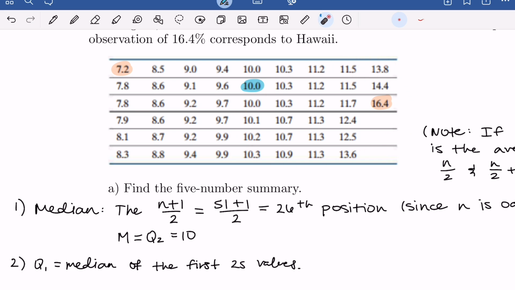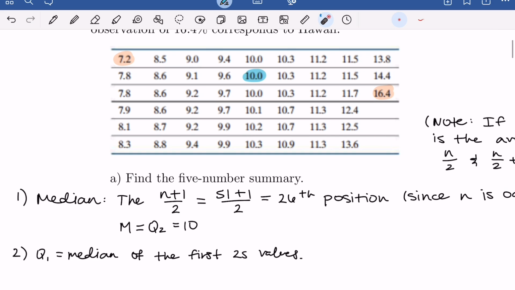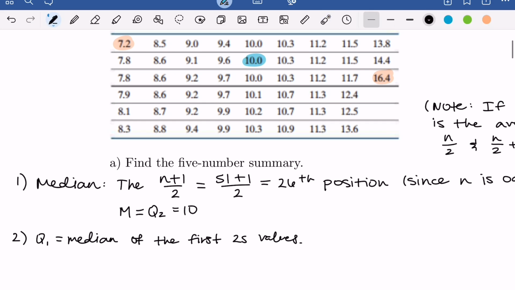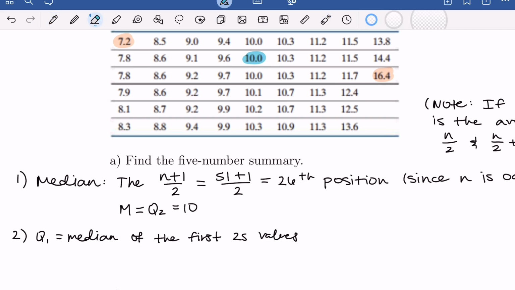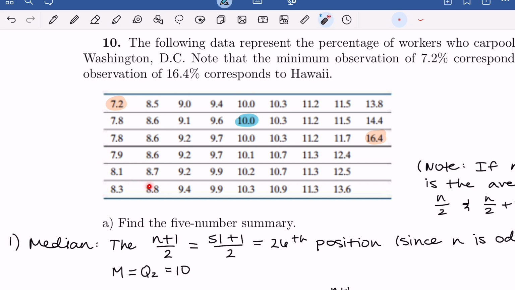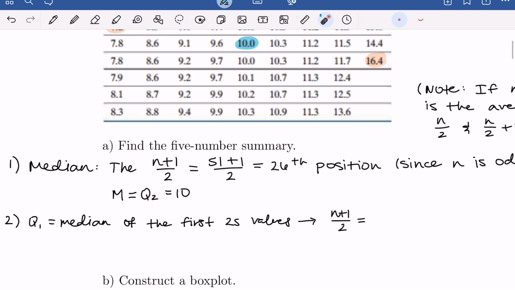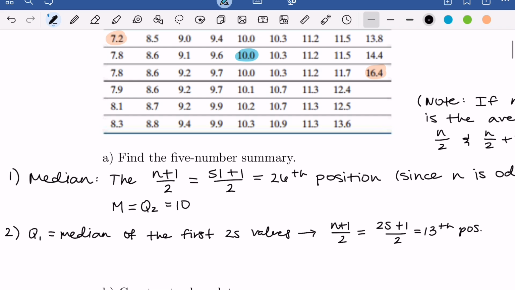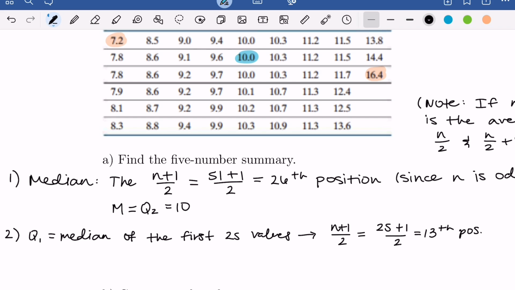Again, since we have an odd number of values, we can use this formula, (n + 1)/2. In this case, since we're only looking at the first 25 values in this data set, we can think of n as 25, just for this particular case when we're trying to find Q1. So we have (25 + 1)/2, which gives us the 13th position. So the value in the 13th position is going to be Q1.